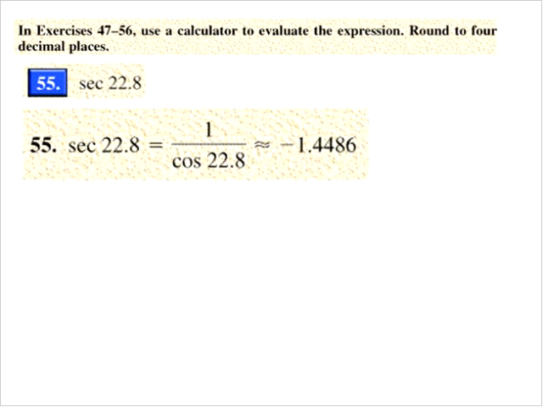All right, next we need a calculator, and secant, remember, is the same as 1 over cosine. So 1 over cosine of 22.8 is negative 1.4486. Please make sure that your calculator is in radian mode. All right, so go to the mode and make sure that you are in radians and not degrees. If you are in degree mode, you will not get that correct answer.